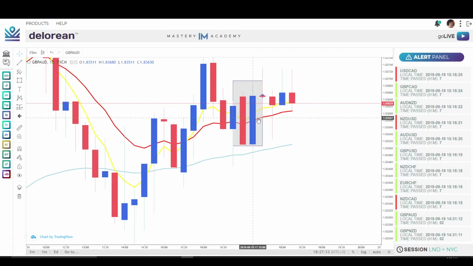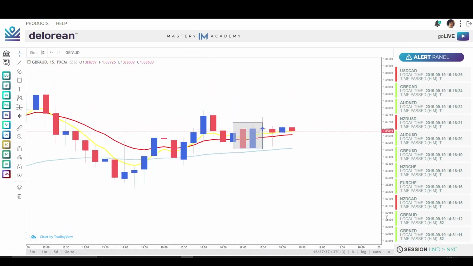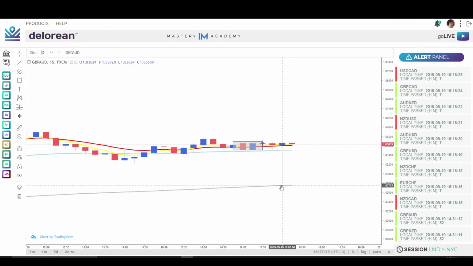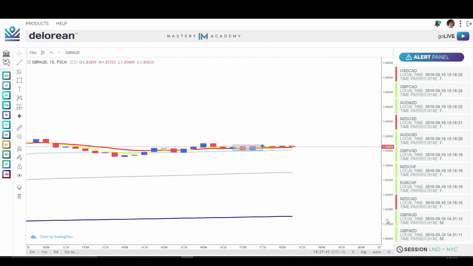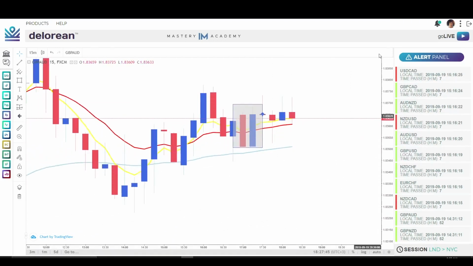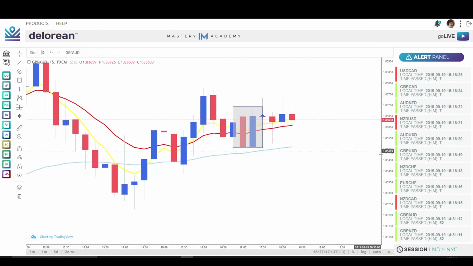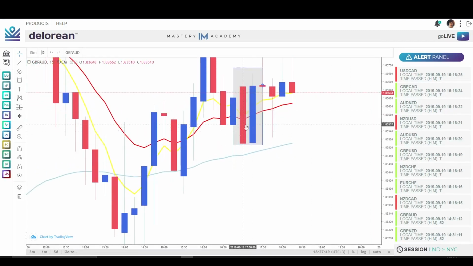Do we have any extra EMAs for confluence? What we want to do for this is look at either our gray, our light blue, or our dark blue. Keep in mind that those 3 lines will always be on your chart. And if you're buying, you want to have one of those directly below your 2 candles. Very close to it, if not touching it. You can see it's very close to it. It's right below. Yes, we have an extra EMA for confluence. So that answers our third question.